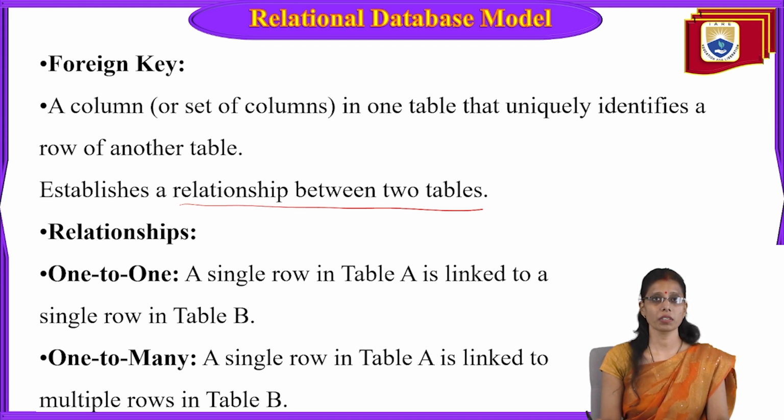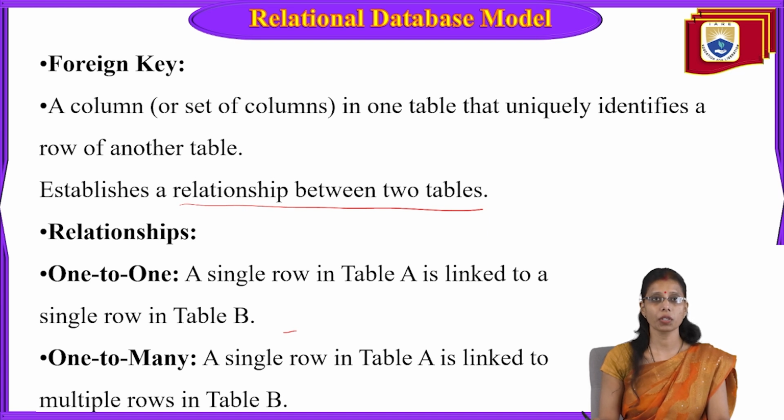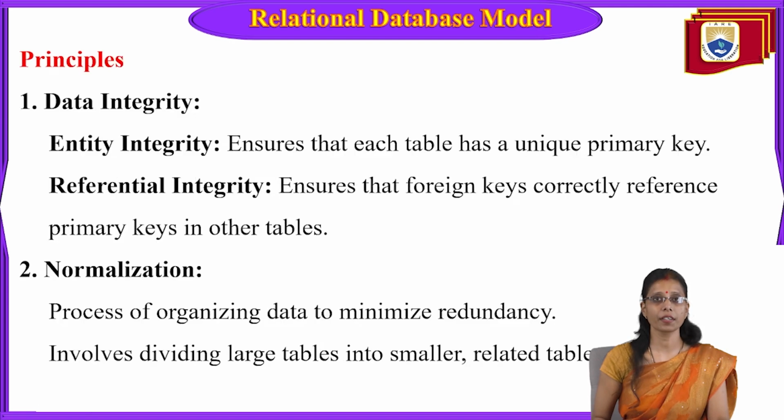One-to-one relationship: a single row in table A is linked to a single row in table B. One-to-many relationship: a single row in table A is linked to multiple rows in table B. So these one-to-one and one-to-many relationships are what we have in a relational database. That's why it is called a relational database, because the tables are related to each other.